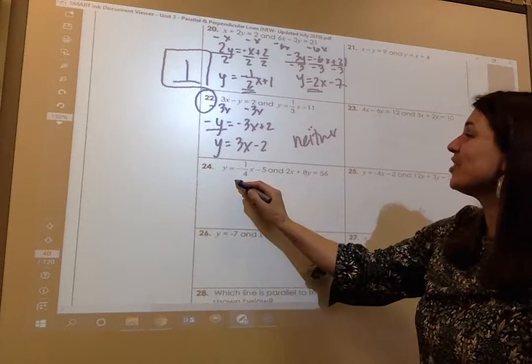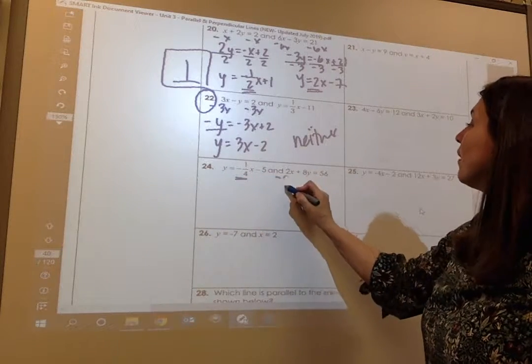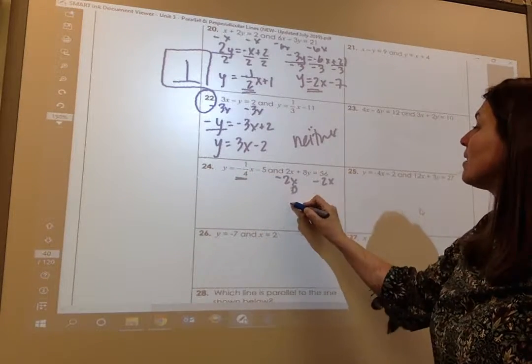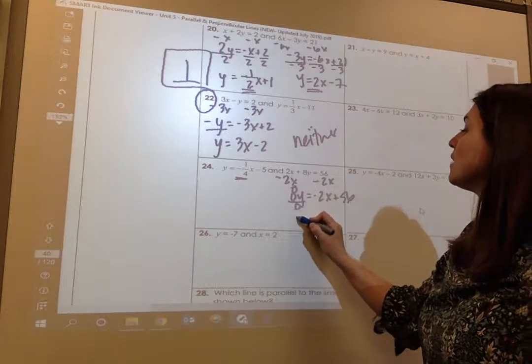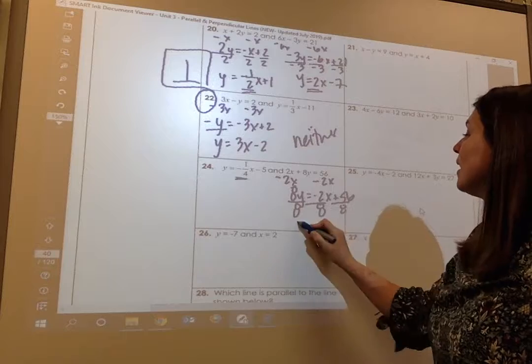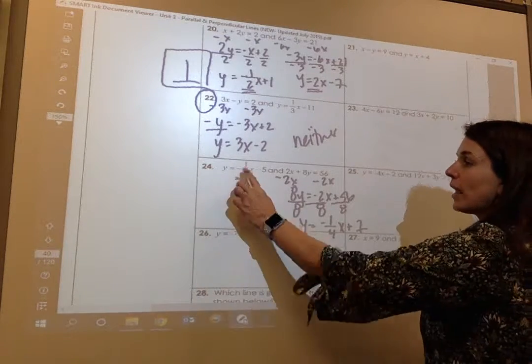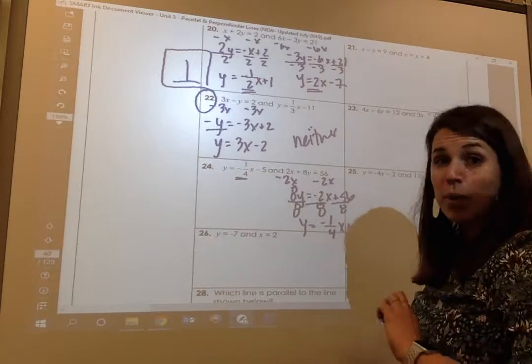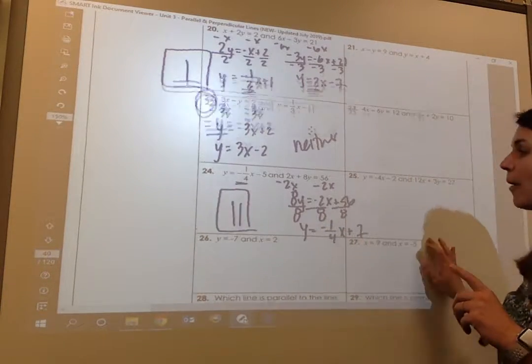So make sure to pay attention. I get y equals -1/4. My slope is -1/4. Here, I subtract 2x on both sides to get 8y equals -2x plus 56. Divide everything by 8, and I get y equals -1/4 x plus 7. So -1/4 and -1/4, both exactly the same. Parallel lines, box it.